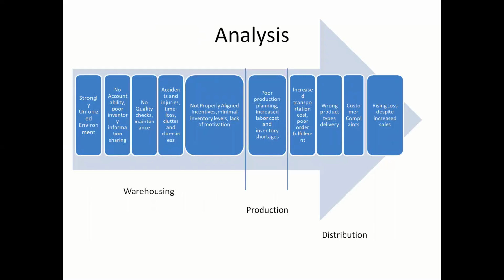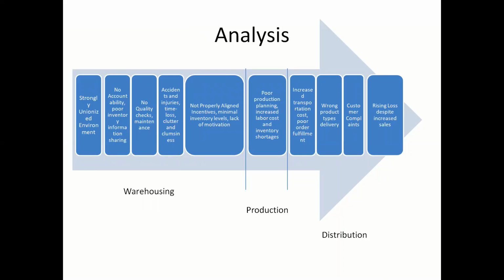Looking at the analysis, we have identified different issues here, and they have been laid out in cause and effect fashion. Strongly unionized environment leading to no accountability, poor inventory information. It leads to no quality checks and maintenance. That further leads to accidents and injuries and time loss, clutter and clumsiness, and that further leads to not properly aligned incentives, minimal inventory levels, lack of motivation, and then further leads to poor production planning, increased labor cost and inventory shortages, and that further leads to increased transportation costs, poor order fulfillment, and that further leads to wrong product types delivery, which actually gives rise to customer complaints, and that, in a nutshell, results in a rising loss despite increased sales.